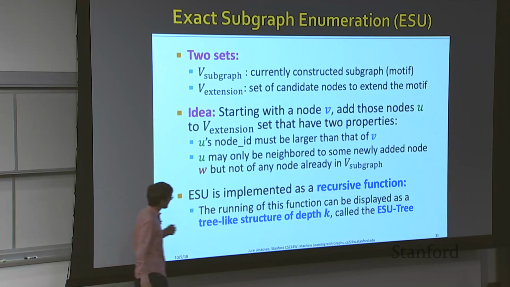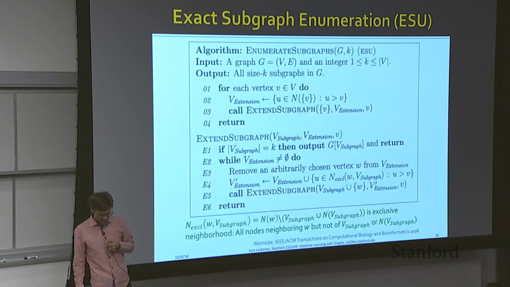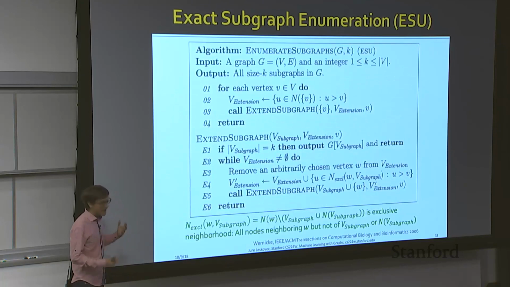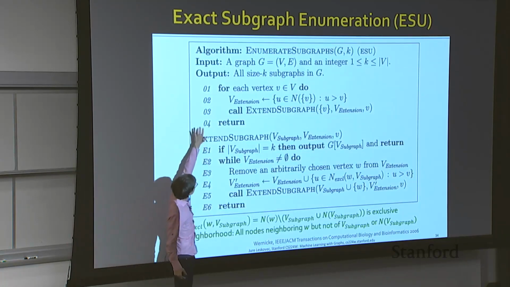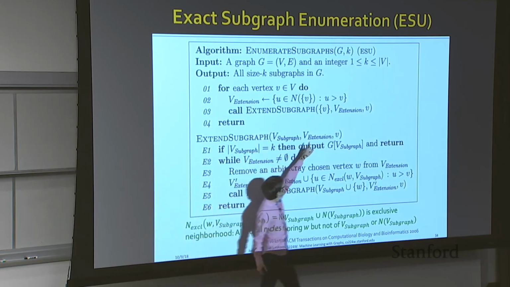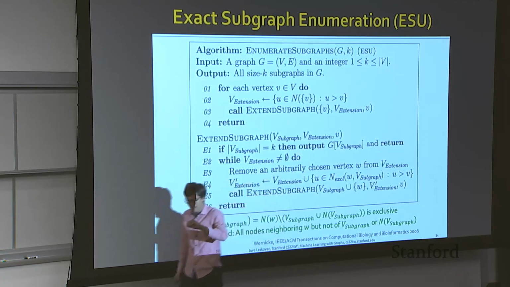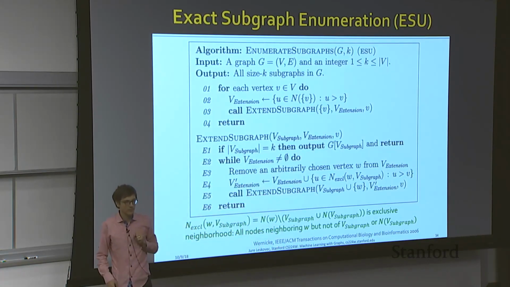So first, I'll give you the pseudocode, and it will be a bit scary, but bear with me, okay? So this is the pseudocode, and I have two functions. The first function will say, let's extend a subgraph at a given vertex v. So for every vertex, I will say, let's start expanding a subgraph from here.